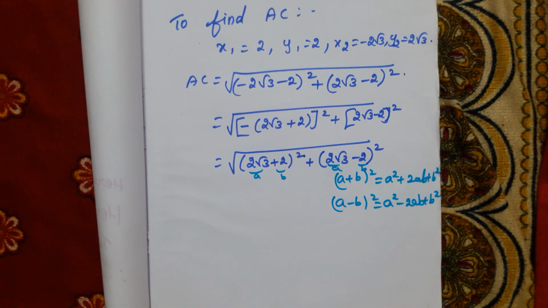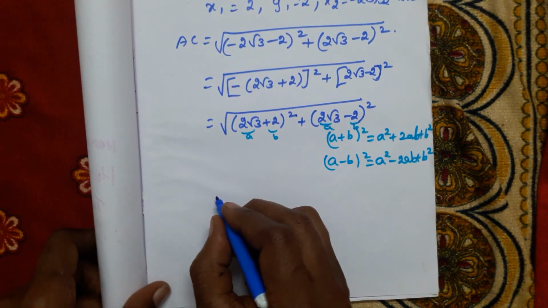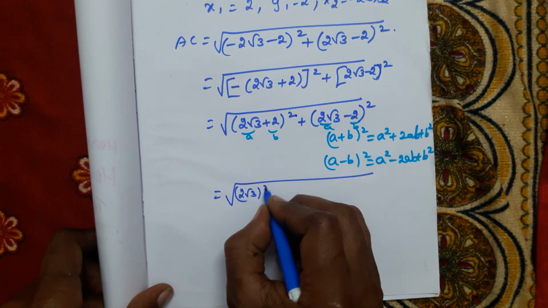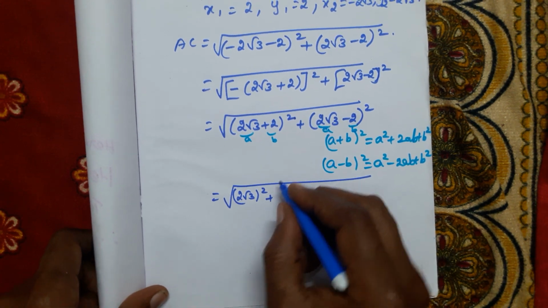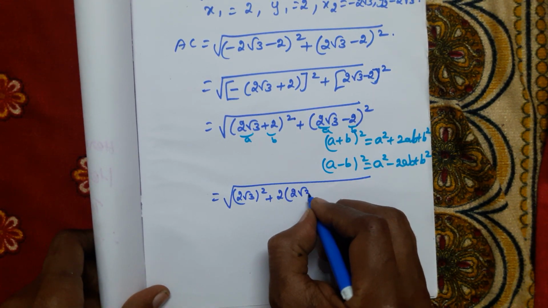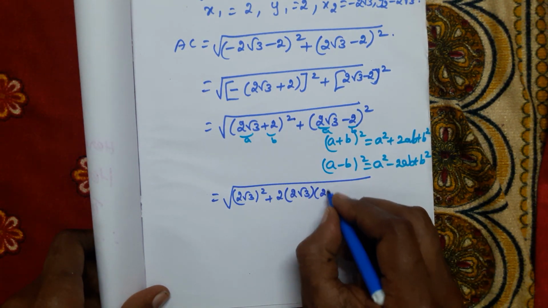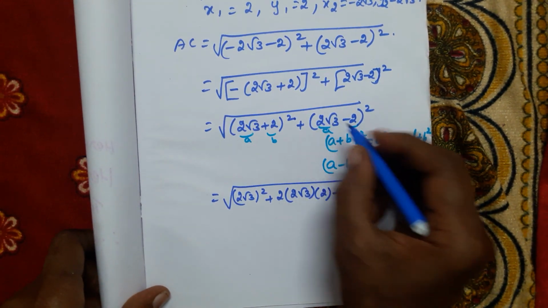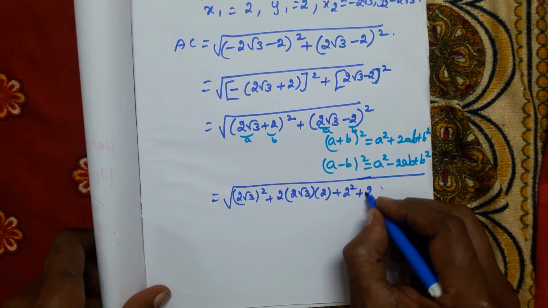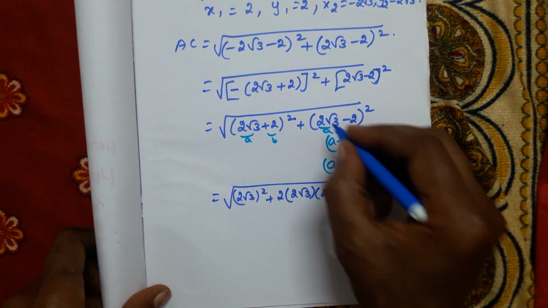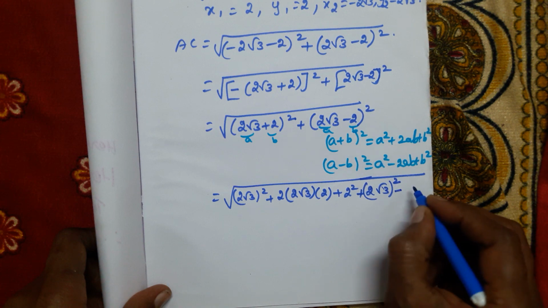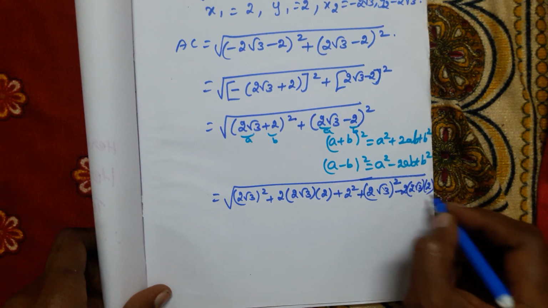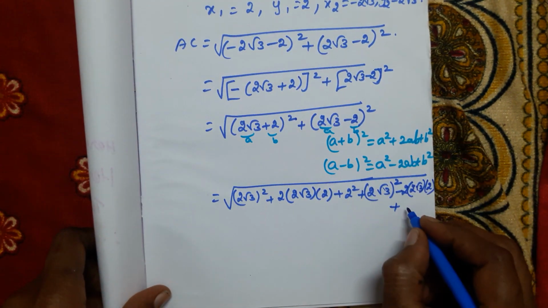Listen, a plus b the whole square is equal to a square, 2 root 3 the whole square, plus 2ab, means 2 into 2 root 3 into 2, plus b square is 2 square. Next here a minus b the whole square means a square, 2 root 3 the whole square. Next 2ab means minus 2 into 2 root 3 into 2, plus b square means 2 square.